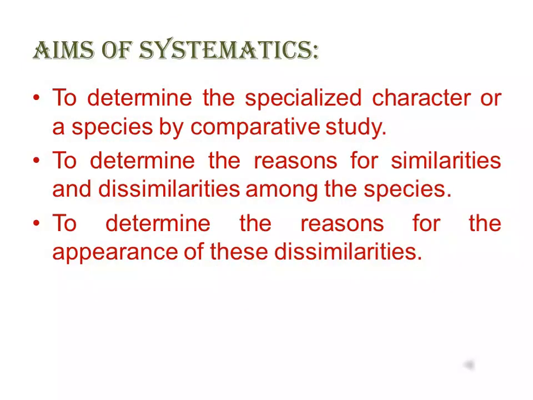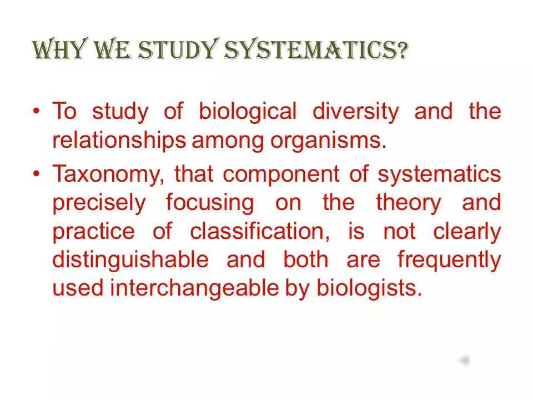Aims of systematics: to determine the specialized characters of a species by comparative study, to determine the reasons for similarities and dissimilarities among the species, to determine the reasons for the appearance of these dissimilarities. Why do we study systematics? To study biological diversity and the relationships among organisms.